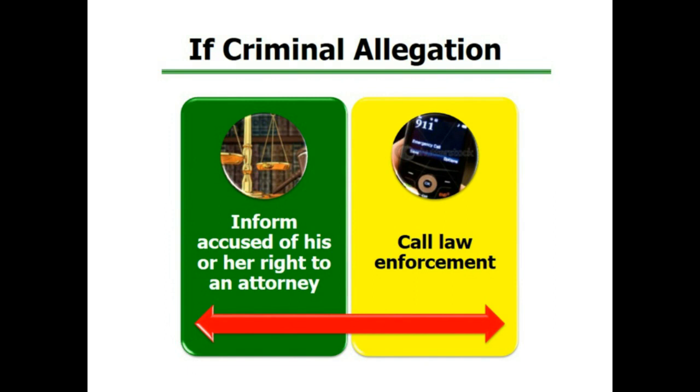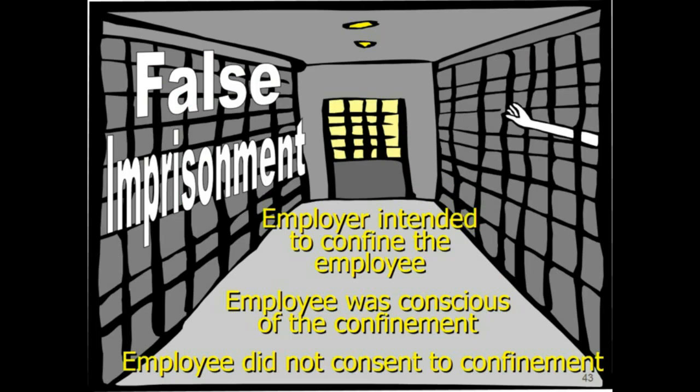Now, remember earlier when I told you that there were routine statements that you would be making to every individual you interviewed? One of them was, are you voluntarily taking part in this investigation? This is to document that the employee is not being confined when they do not want to be, in other words, false imprisonment. So this is when you are intending to confine the employee, they are very much aware of what you're doing, and they didn't give you permission. So how do you combat that?